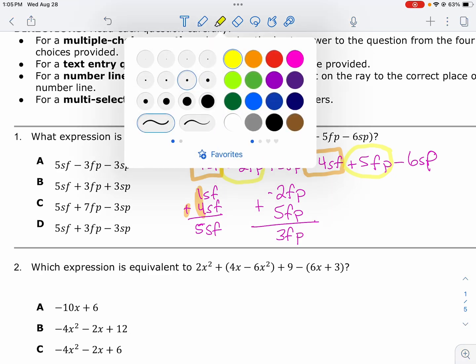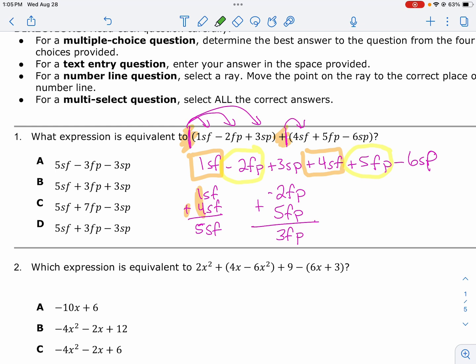The last thing I'm going to go pick up is my SPs. I have 3 of them there, and I have negative 6 of them here. So I have 3SP, negative 6SP, and I'm adding, and I'm going to remind you again, we're adding the numbers. You are not going to type S's and P's in your calculator. We're going to type in 3 plus negative 6, and I'm going to get negative 3. And then I bring down the SP.